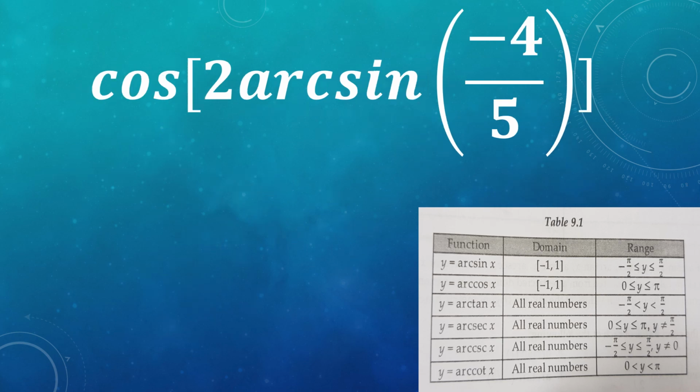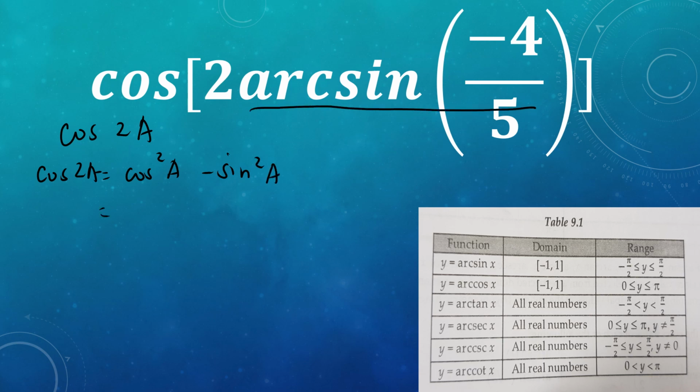Let's try another example. Cos 2 arcsin negative 4 over 5. It is just the same as cos 2a. So the formula for cos 2a is cos squared a minus sine squared a. Now we already have the value for sine a. Sine a is equal to negative 4 over 5. So let's substitute. Instead of writing sine a, we're going to have negative 4 over 5 squared. Since sine a is equal to negative 4 over 5, we need to find cos a. So y is equal to 4 and r is equal to 5.